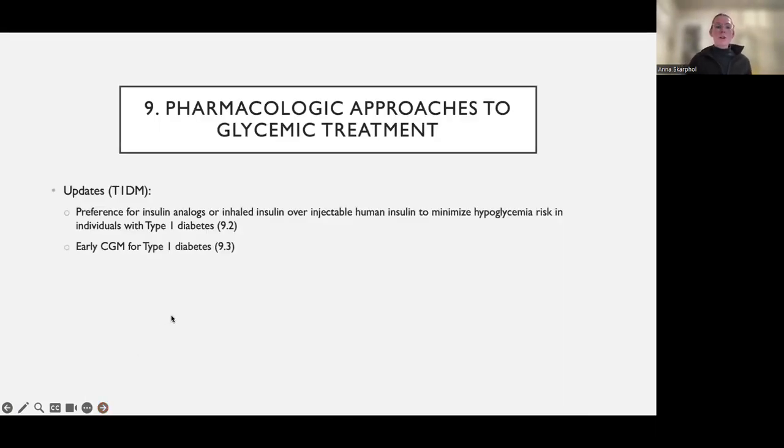There's also a couple recommendations when it comes to type 1 diabetes here. They talk about the preference for insulin analogs or inhaled insulin over injectable human insulin. And that's just, again, for hypoglycemia risk. And then also using CGM early in patients with type 1 diabetes.